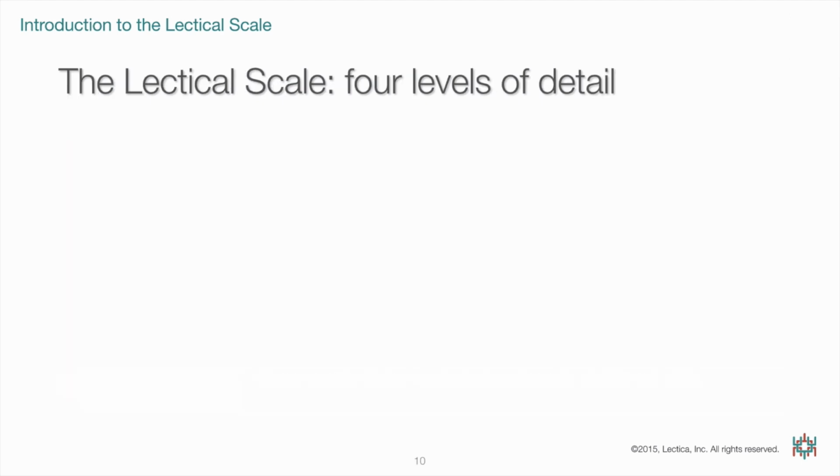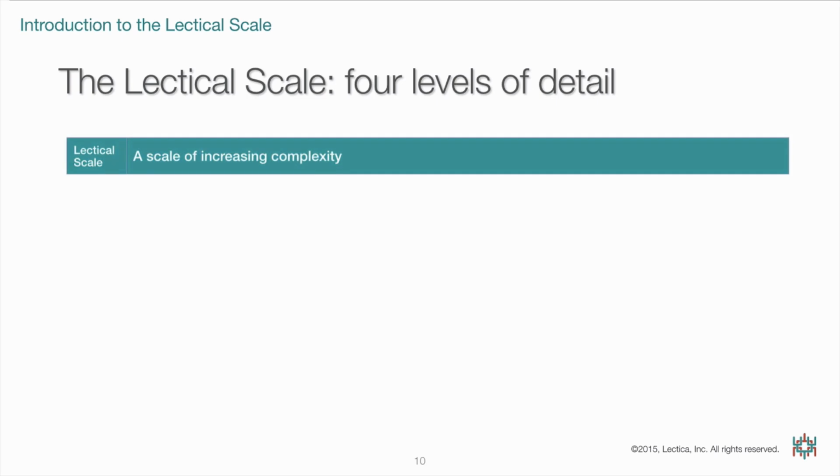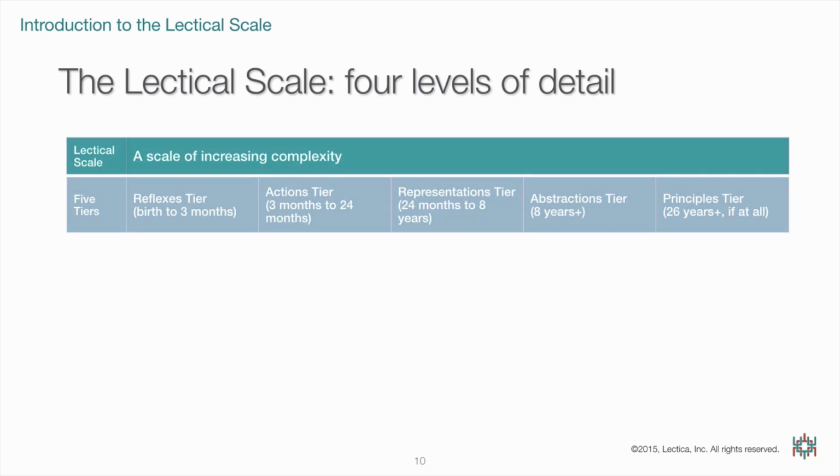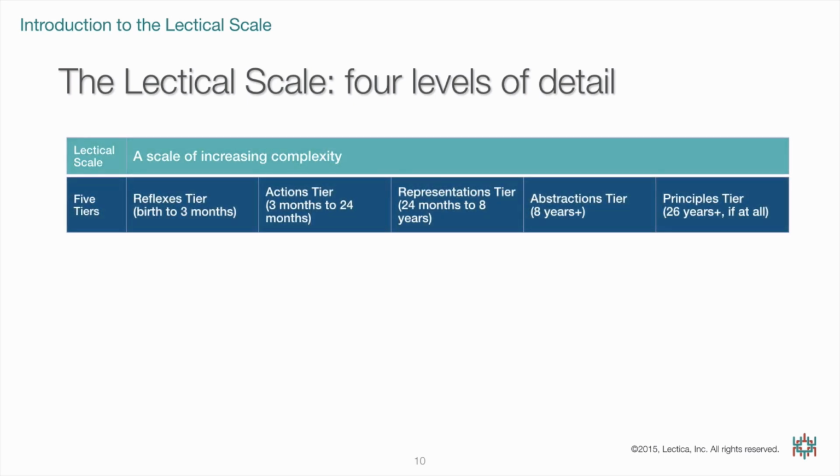I want to spend a moment talking you through the big picture of the lectical scale at 4 levels of detail, and then we can quickly move into a discussion about adult development levels and how to take advantage of them during debriefs and coaching sessions. So we've already mentioned that the lectical scale is a scale of increasing hierarchical complexity, or in plainer English, a scale of increasing skill. At the broadest level, the scale consists of 5 tiers.